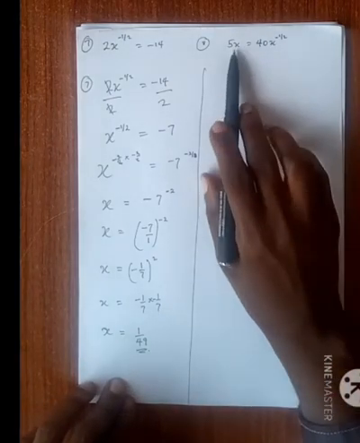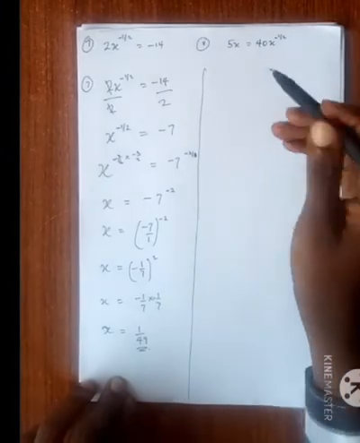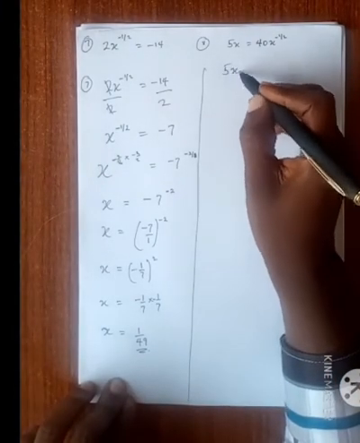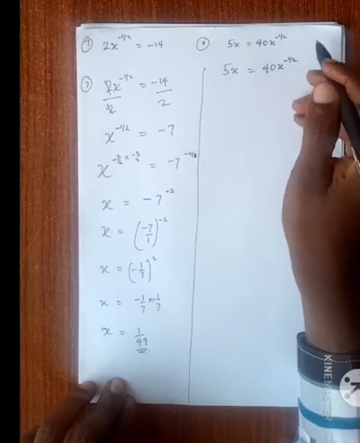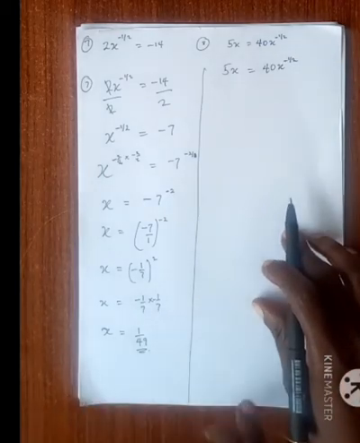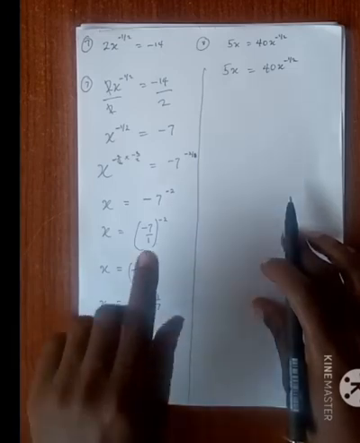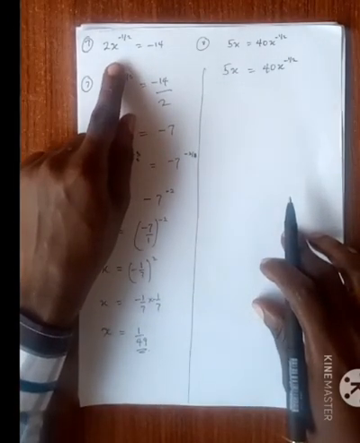And finally today in our class is to solve question 8. And what we have there is 5x is 40x raised to the power minus half. So let me rewrite my question. 5x is 40x raised to the power minus half.